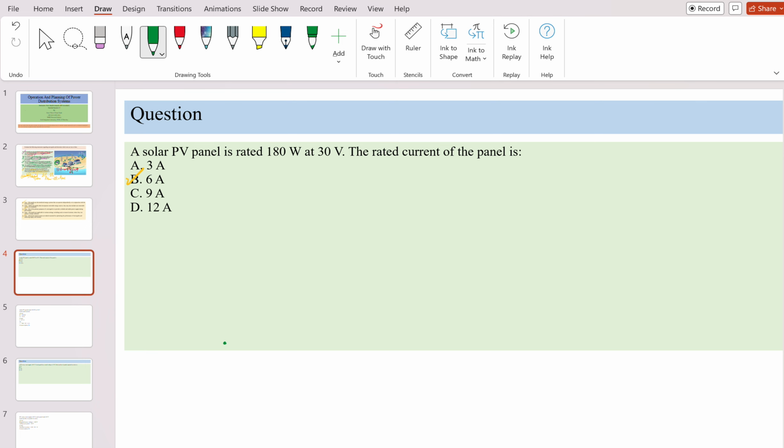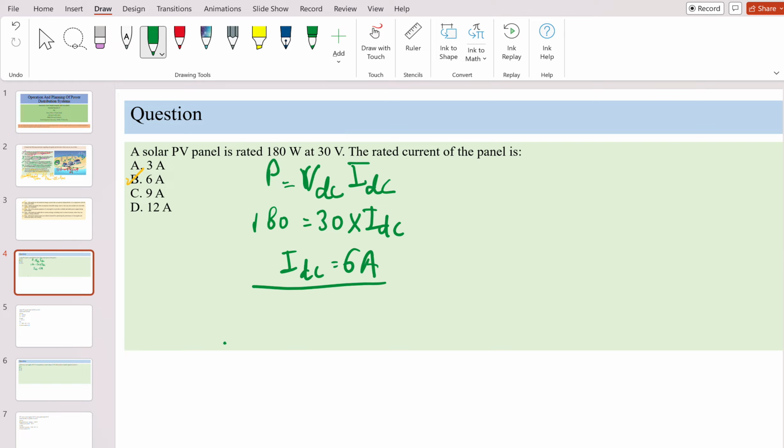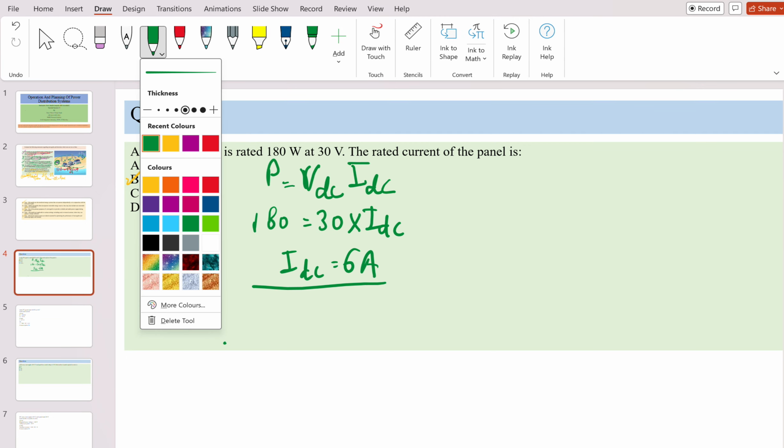Just you have to do the power. Power is equal to voltage V_DC into I_DC. It will generate DC. The power is given as 180, so the voltage is 20 multiplied by I_DC. What will be the I_DC? I_DC is basically 30 divided by 6 amps. The main objective of giving this question is to give a topology.